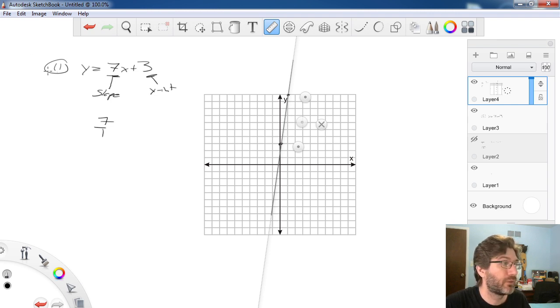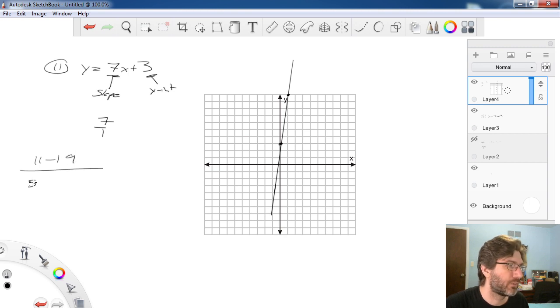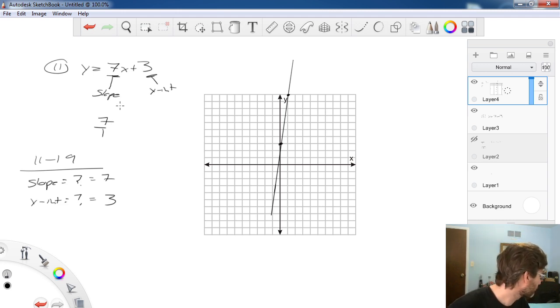Again, this is the equation for your line. It gives you the graph right here. Numbers 11 through 19 are just asking you what the slope equals and what the y-intercept is. And again, you just pull it right out. Slope is 7 in this case. Y-intercept is 3. It comes right out of it. That's one of the beauties of slope-intercept form, as long as it's written that way.